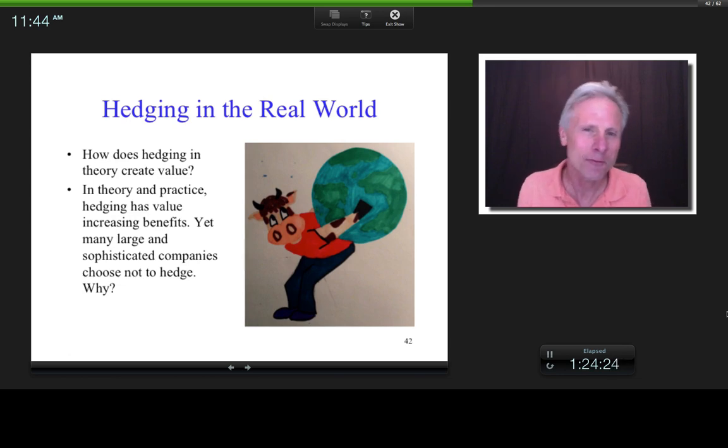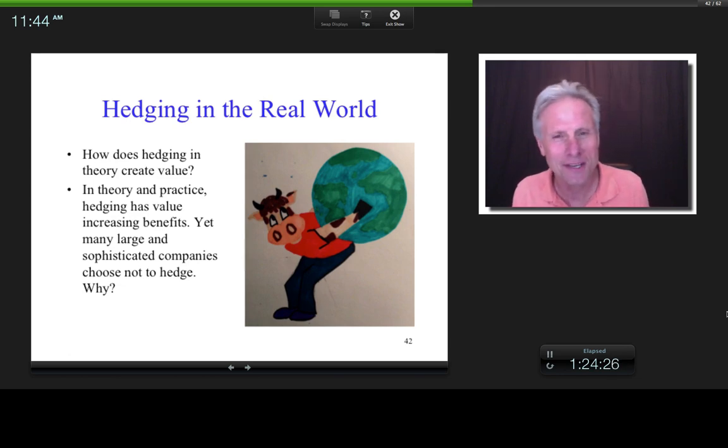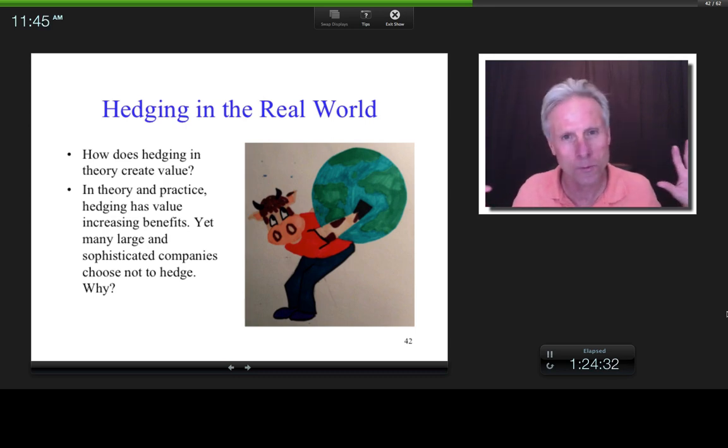Why? Because if we hedge, that means that our employees or someone on our behalf has access to these kinds of securities, and it's just not worth the risk. Therefore, many sophisticated firms that you and I will have heard of choose to hedge. They trust their internal risk control systems. But other companies say, no, it's just too much of a risk. So that's a little bit on hedging in the real world.